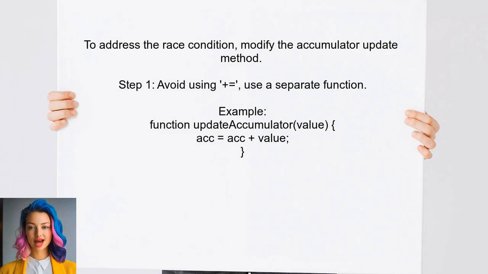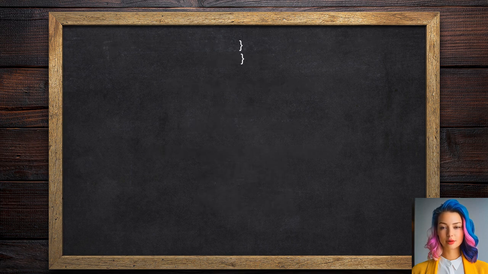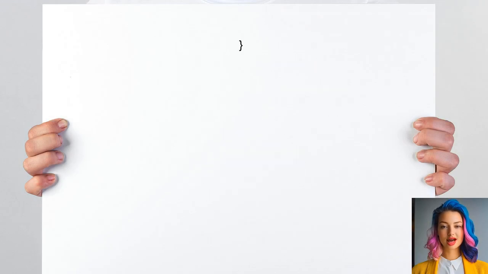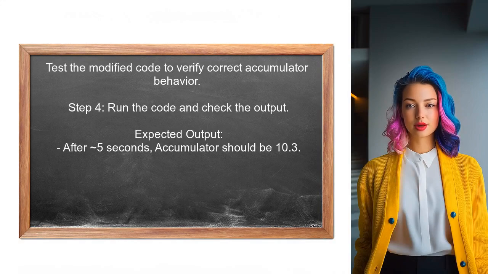To address the race condition in the user's code, we will first modify the way the accumulator is updated. Instead of using the compound assignment operator, we will use a more controlled approach. Next, the user should implement a locking mechanism to ensure that only one function can update the accumulator at a time. This can be achieved using a simple flag. Now, the user needs to ensure that the accumulator is updated safely within the asynchronous function. This means checking the lock before updating. Finally, the user should test the modified code to verify that the accumulator now reflects the expected total after running the functions in parallel.